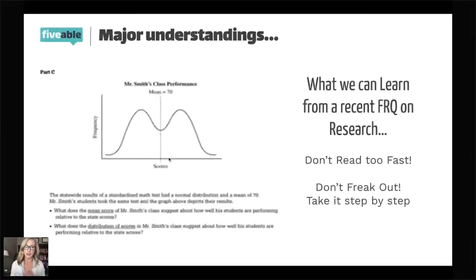So here's what you would have to answer. What does the mean score of Mr. Smith's class suggest about how well his students are performing relative to the state scores? I'm really hoping that for some of you, you're like laughing at how easy this is. But I want you to go ahead and comment and put for me, like in as few words as possible, what you would say there, or just what you would answer to me. Maybe not what you would write in an FRQ, but what does the mean score of Mr. Smith's class, as shown in this graph, suggest about how well his students are performing relative to the state score?